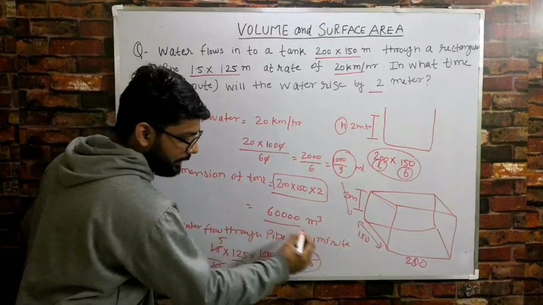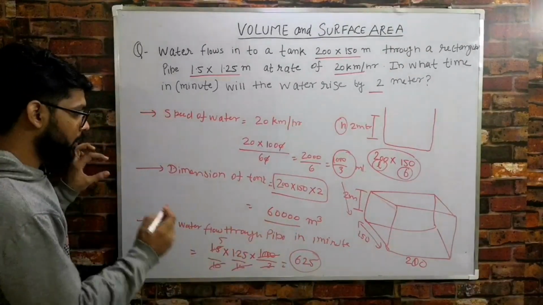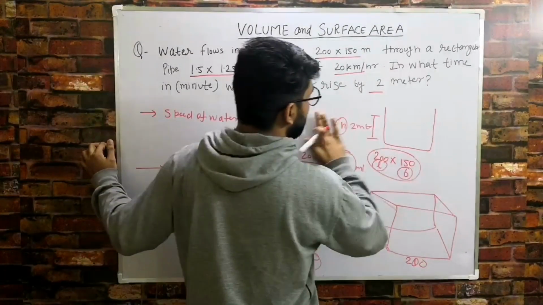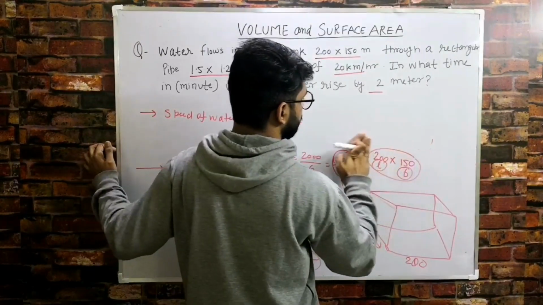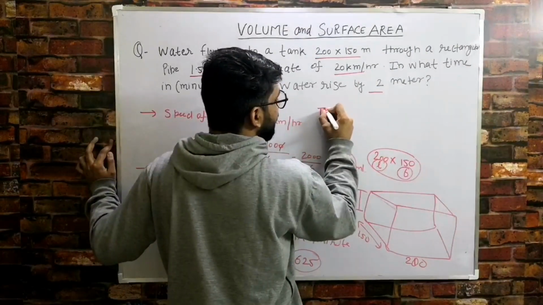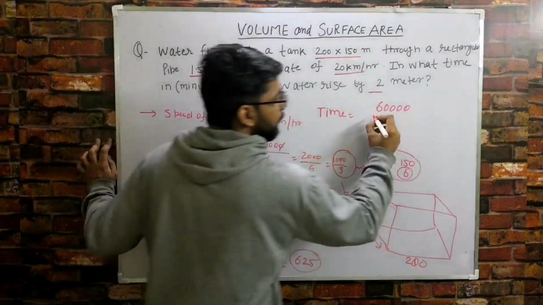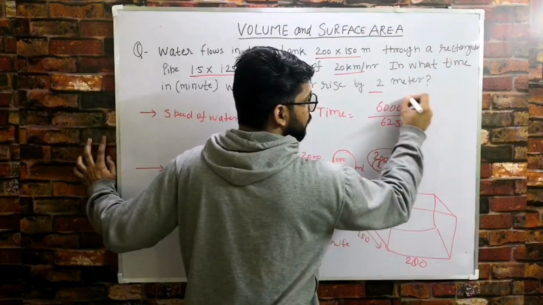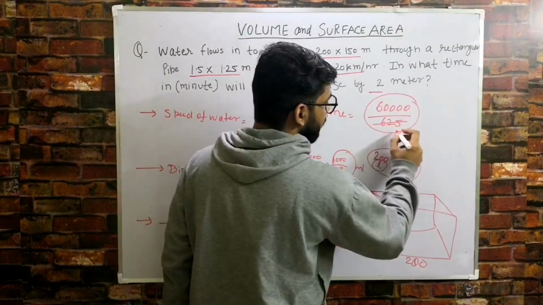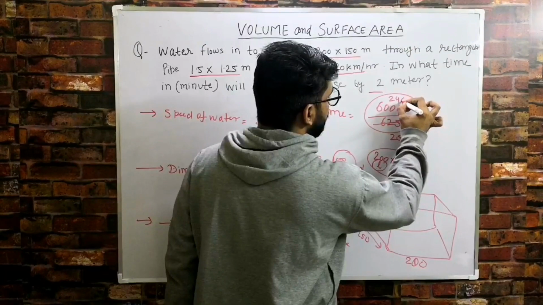Now we will divide 60,000 by 625. So hamare paas total time aa jayega. Kyunki 1 minute mein itna water aa raha hai, to itna pani kitne minute mein aayega. So we will divide this 60,000 by 625. So time taken by water to fill it is 60,000 divided by 625. So this will take this much time to fill the water up to 2 meter. So if we divide it fully, we get 2400.